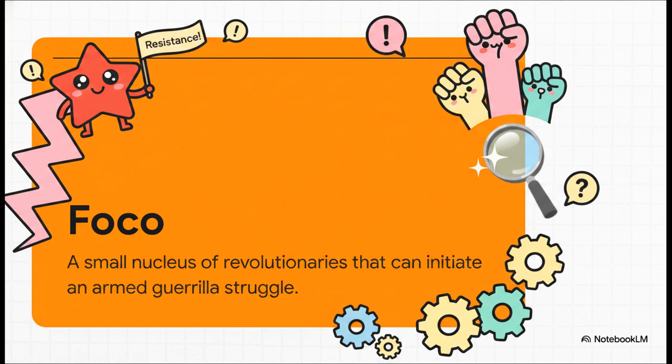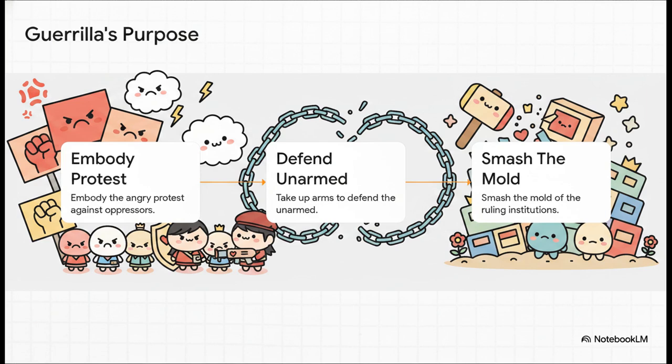back against ruling institutions. Guevara strictly defines the guerrilla fighter not just as a combatant, but as a social reformer. Their purpose is to embody the people's angry protest, take up arms specifically to defend the unarmed, and ultimately completely smash the mold of the ruling institutions. In this framework, armed struggle is presented as a direct response to the systemic violence of the state.